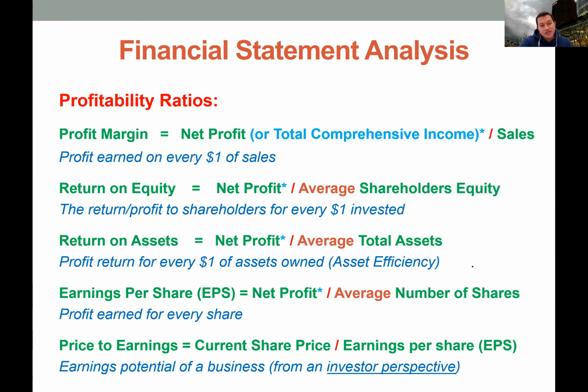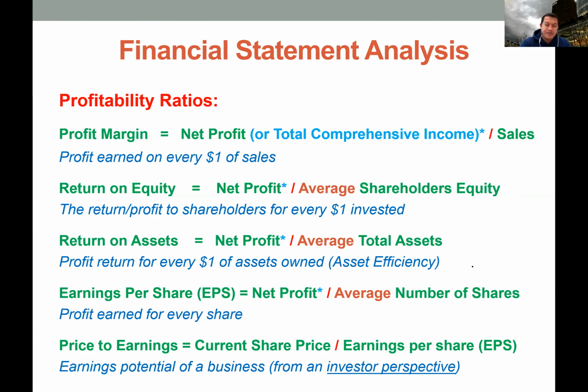We have 5 ratios in the profitability group. The first one is the profit margin. It's basically the portion of profit out of company sales. Out of $1 of sales, how much profit the company could make. So it shows you the operational efficiency of companies.